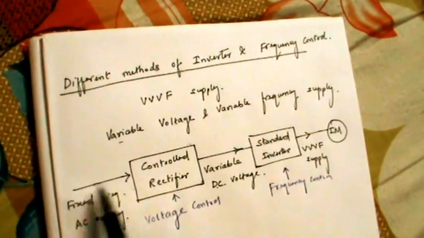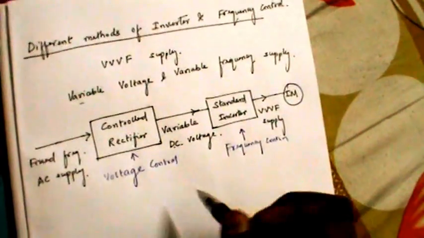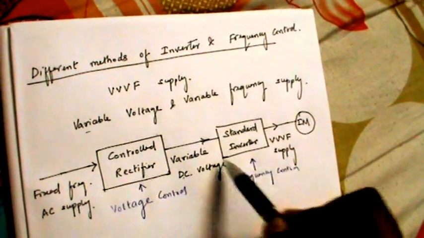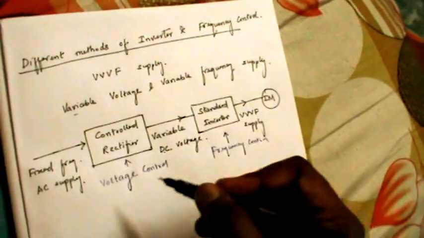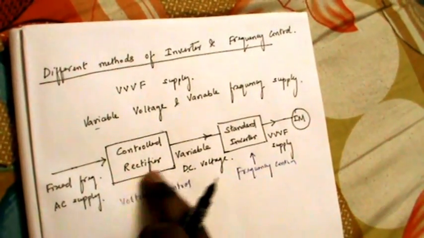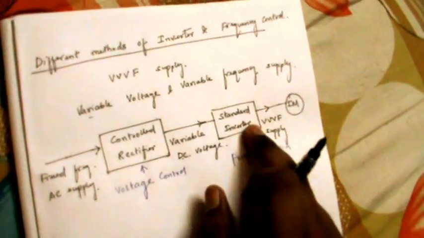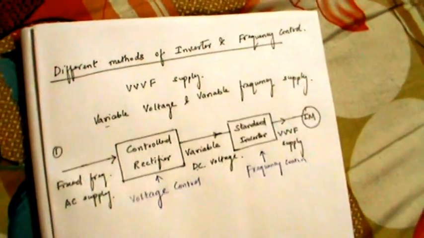I have not used any plus or minus sign determining polarity. You will be able to understand that very easily. These are actually blocks which represent various functions of the circuit. So I will represent this as a block. So our first method included a control rectifier and a standard inverter. The first method. Then comes our second method.